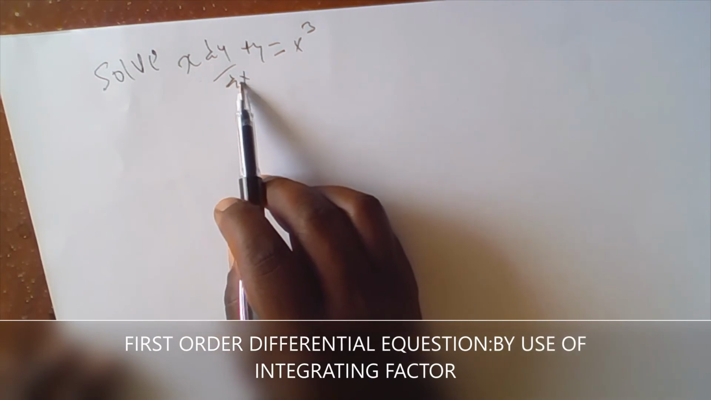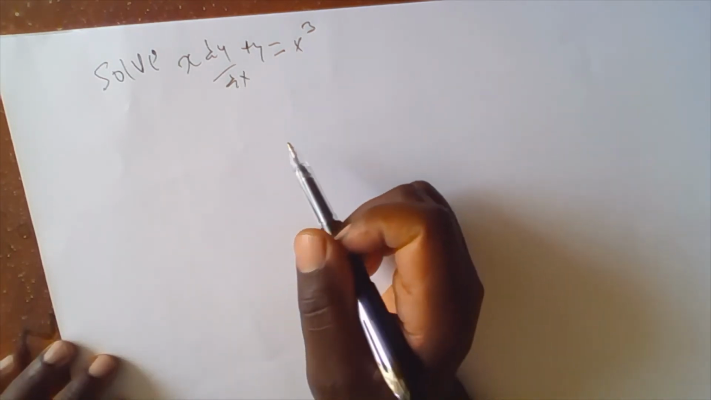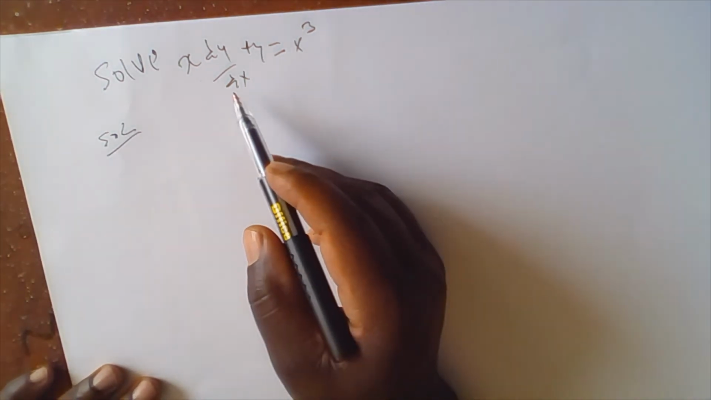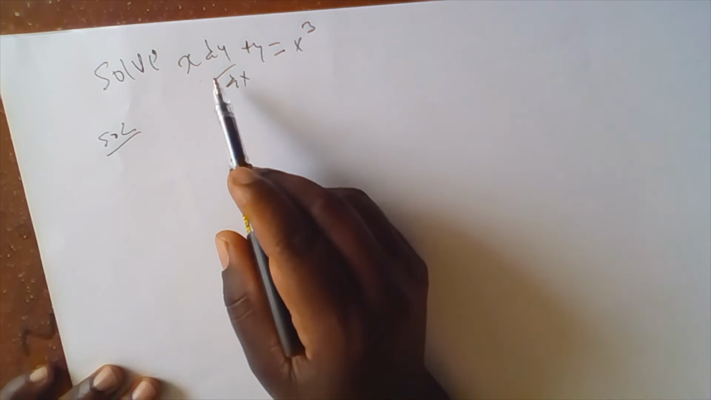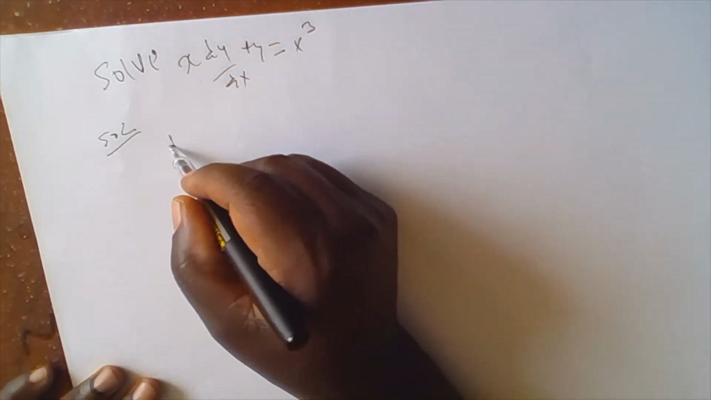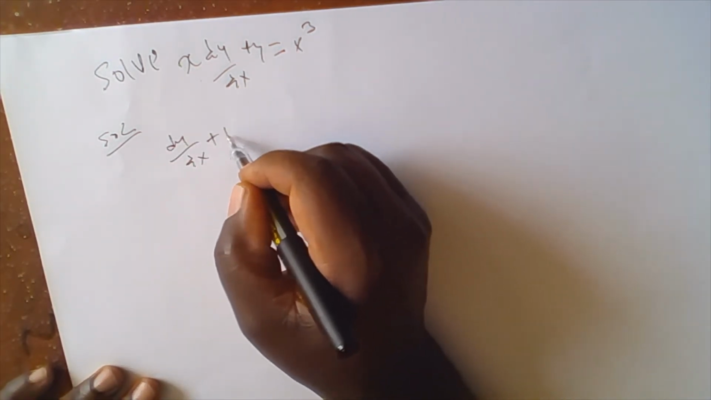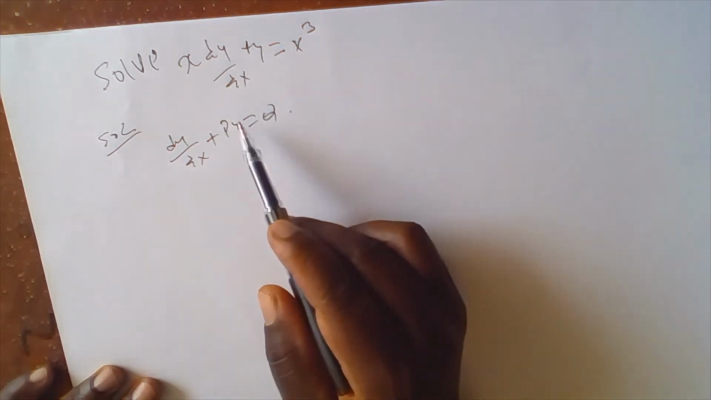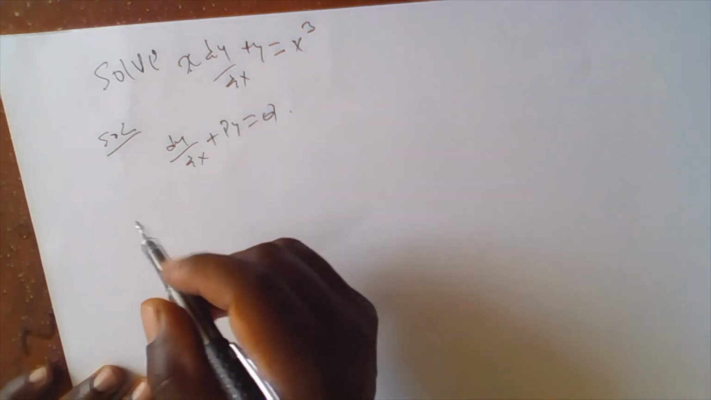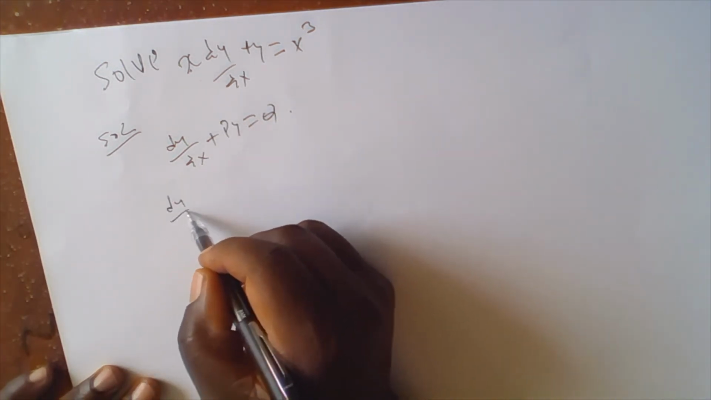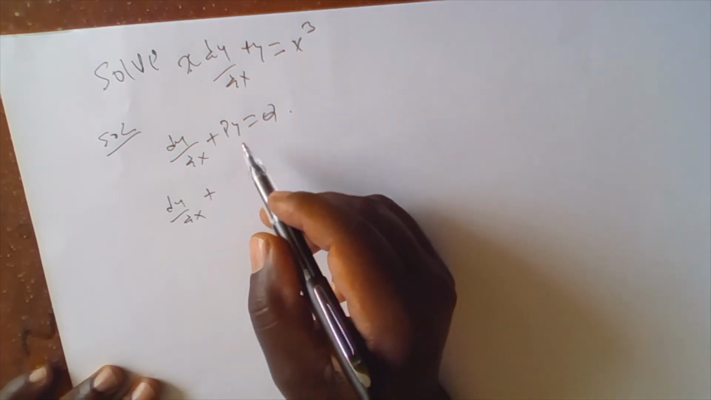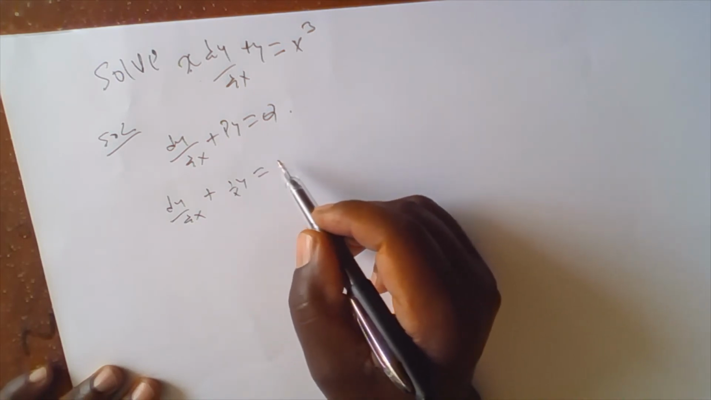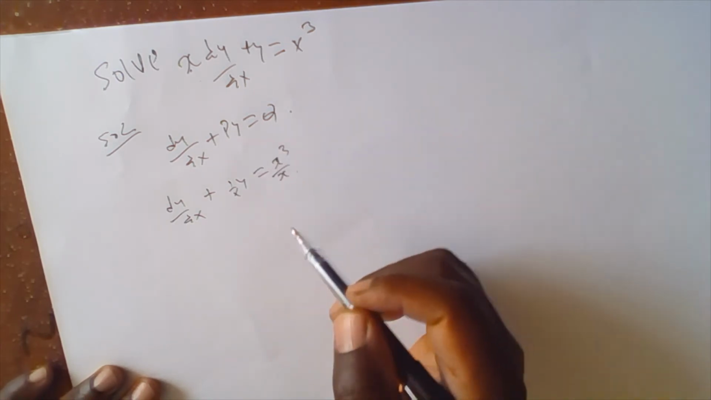Solve x dy/dx plus y equals x cubed. Solution. Now this is a linear equation and we must write this equation in this form: dy/dx plus py equals q. So for us to write this equation in this form, we divide through by x, so that now the equation becomes dy/dx plus 1 over x times y equals x cubed all over x.